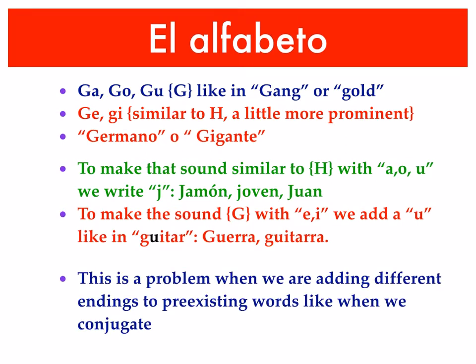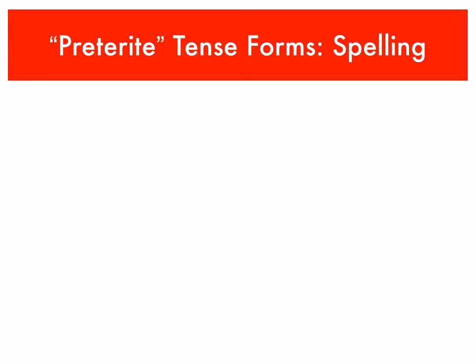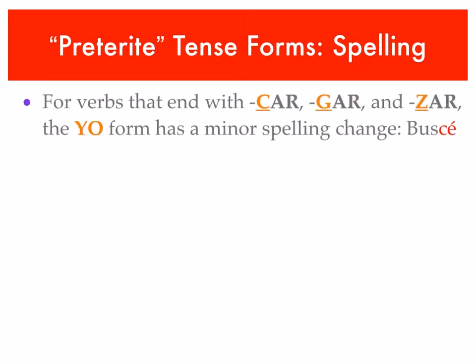Remember, this is a problem when we add different endings to pre-existing words, especially when we conjugate. Let's go now and look at the verbs. We're going to have verbs that finish in car, gar, zar. So your form is going to have to change. Why? Because if you look at the word, for example, buscar, to look for, and you write it just dropping the AR and putting the E with an accent ending, you'll have this word.